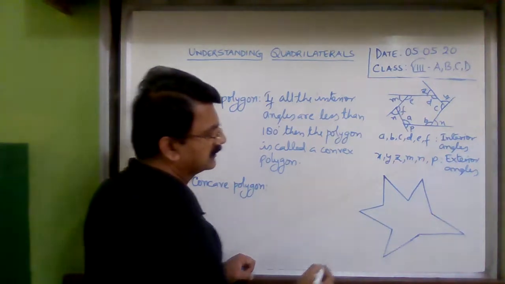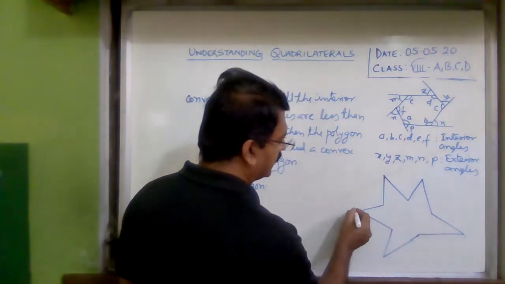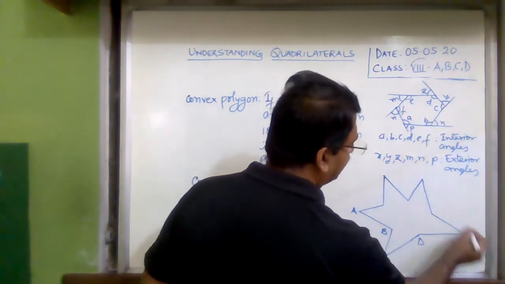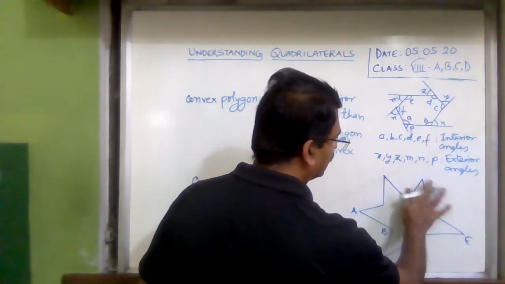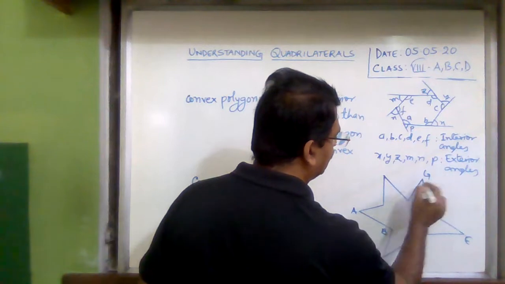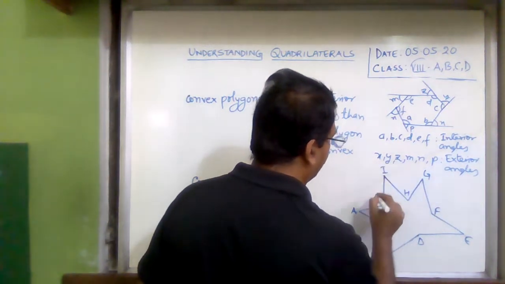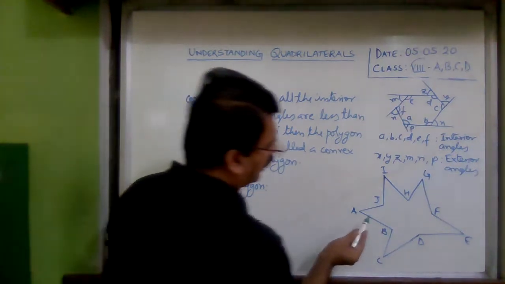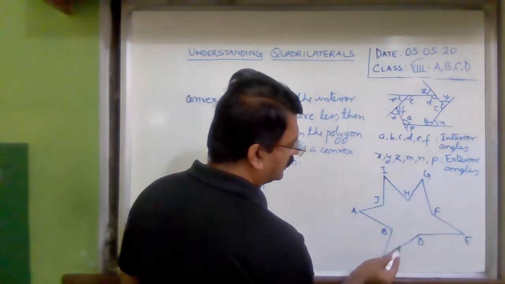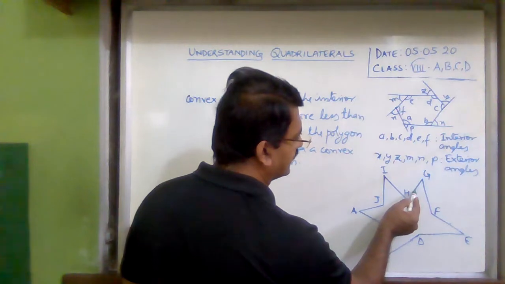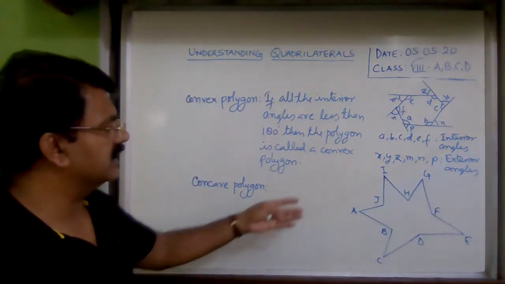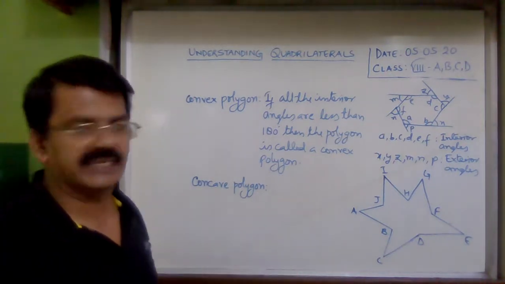You can see there is a polygon, say A, B, C, D, E, F, G, H, I and J. Now, how many sides are there? 1, 2, 3, 4, 5, 6, 7, 8, 9 and 10. 10 sides are there, so you can say it is a decagon because there are 10 sides.